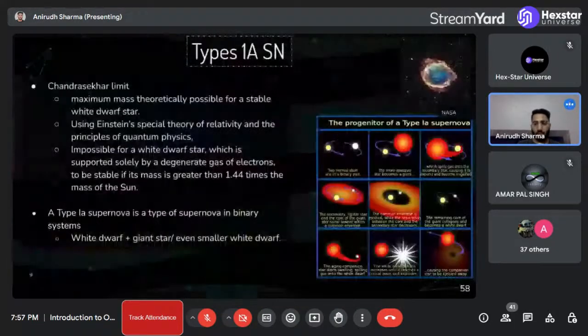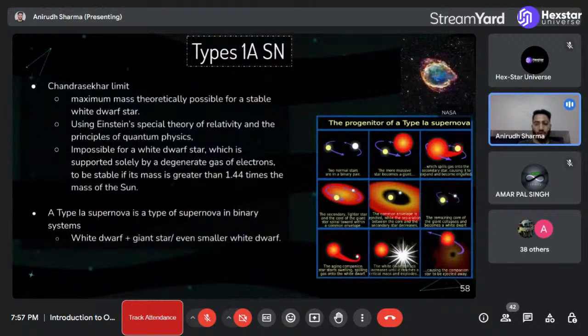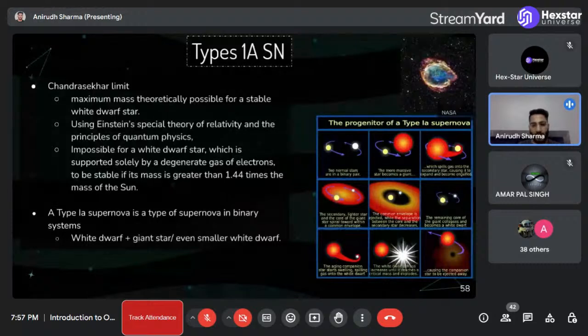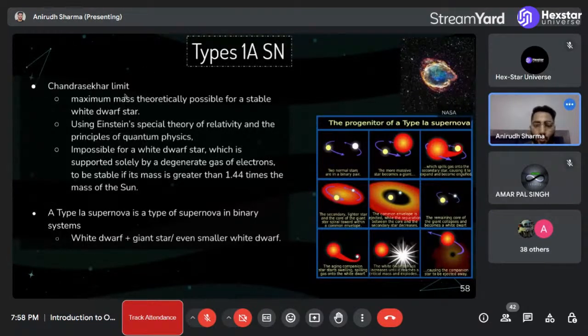So in advanced astronomy, we also learn about the other phenomena and other events that happen in the night sky. So there is a type 1a supernova that we already discussed. But what is a type 1a supernova? As we already discussed, there is a limit of mass on a white dwarf. And if the white dwarf crosses that limit, which is 1.44 times the mass of the sun, it would burst into a type 1a supernova.